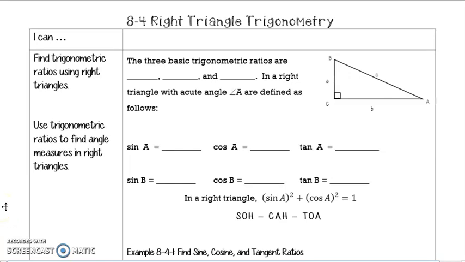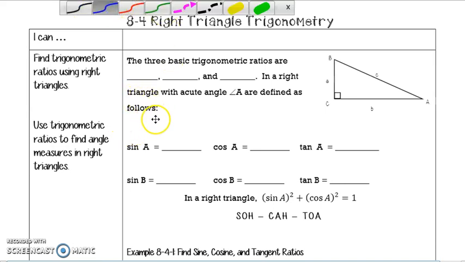So in 8.4, we're going to talk about right triangle trigonometry. And a lot of this you may have heard of before. So we have SOHCAHTOA as our little acronym to help us remember these basic trig ratios. What trig does is it helps us find sides and angles.